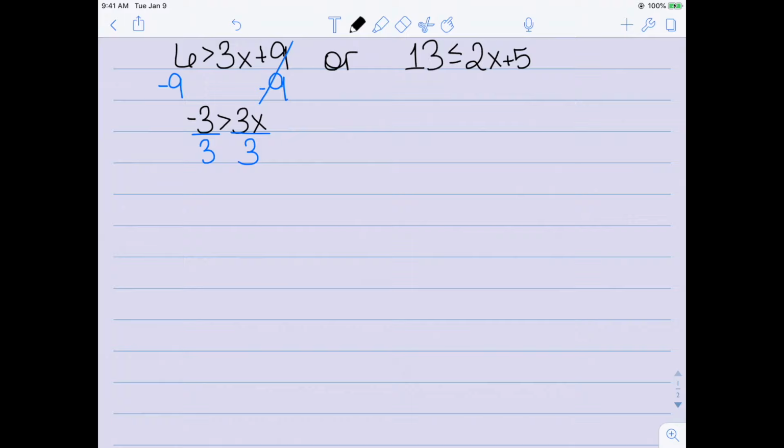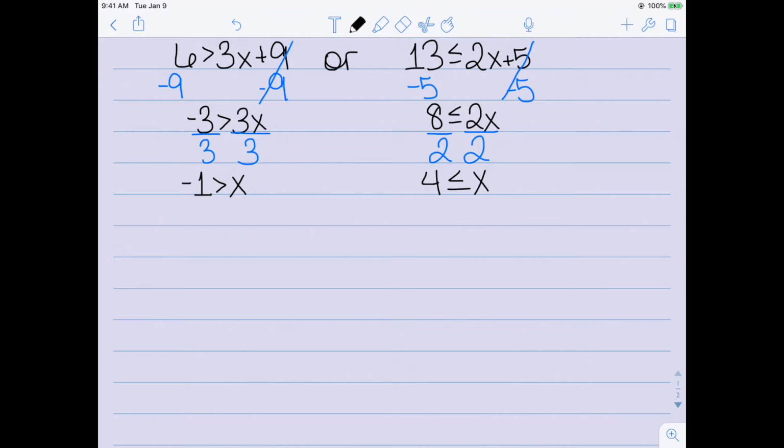We then divide both sides by 3, which gives us negative 1 is greater than x. We then move to the inequality on the right. We start by subtracting 5 from both sides. That gives us 8 is less than or equal to 2x. We can then divide both sides by 2, and we get that 4 is less than or equal to x.